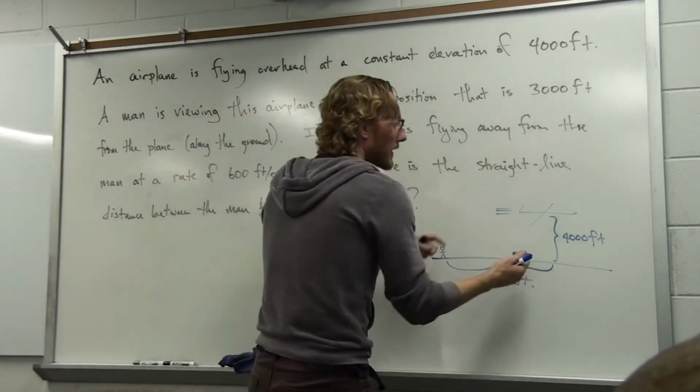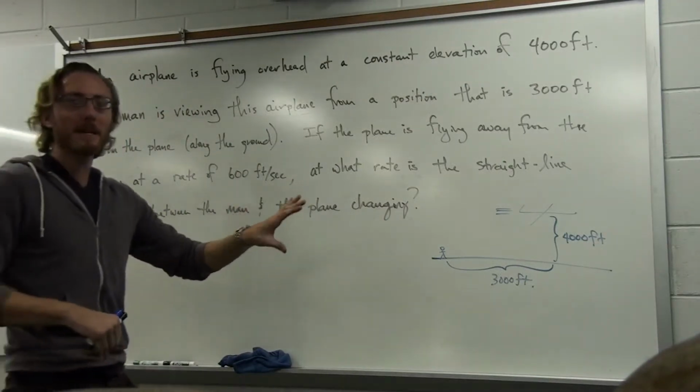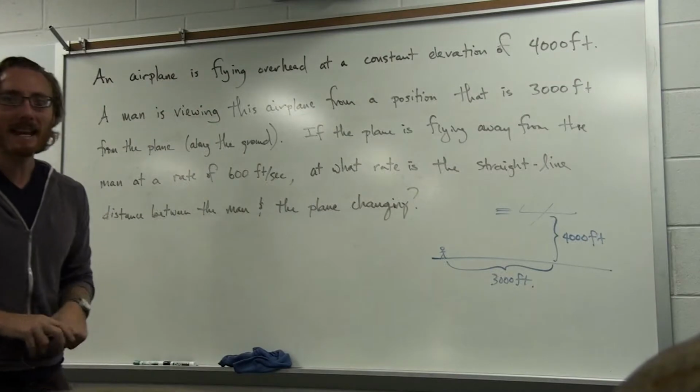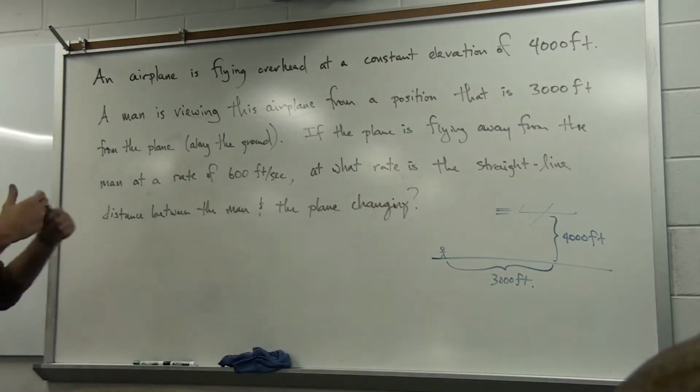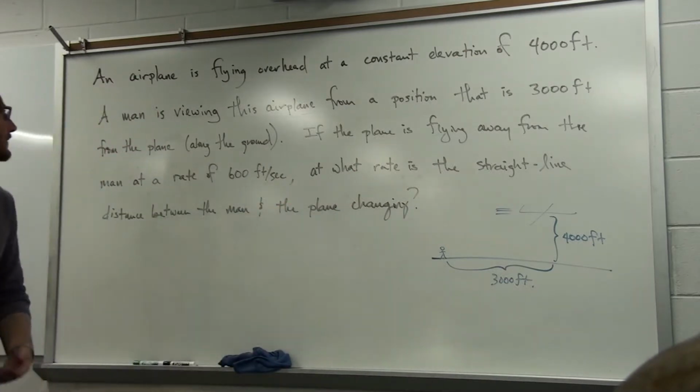The 3,000 feet looks longer than the 4,000 feet, but I've labeled things properly. We've got the man along the ground, we've got the plane 4,000 feet off the ground, so even though this picture may not be to scale, it's actually going to accurately capture the relevant information of interest, which is the man's 3,000 feet away along the ground, the plane's 4,000 feet up.